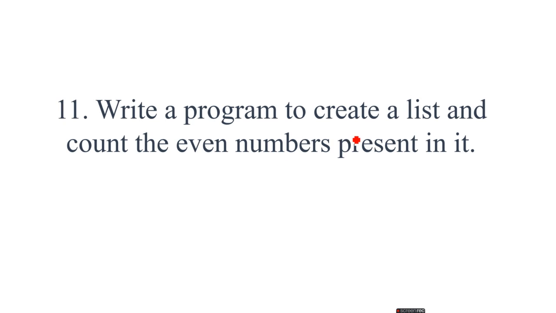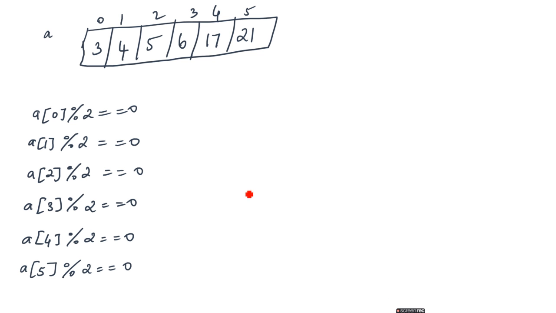To write a program to create a list and count the even numbers present in it. So here we have to count the even numbers present in a list. Okay, so first A is a list. It refers to some values 3, 4, 5, 6, 17, 21. Now I want to check each value of this list whether it is an even number or not. After finding it is an even number, then I have to count the even number.